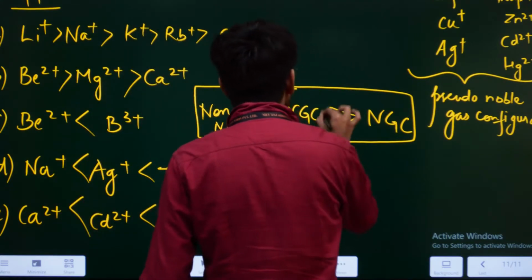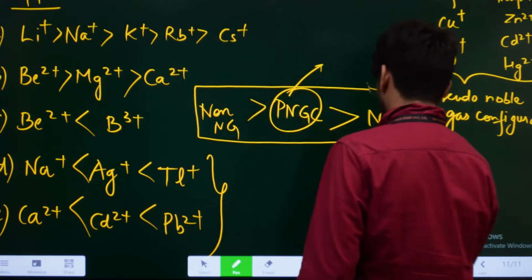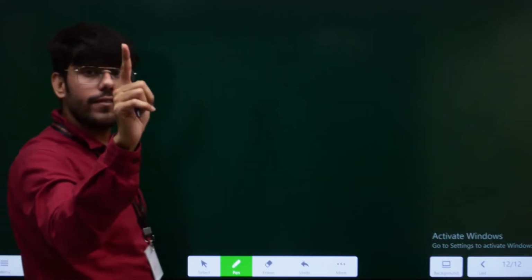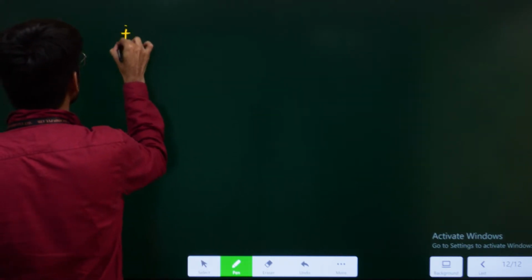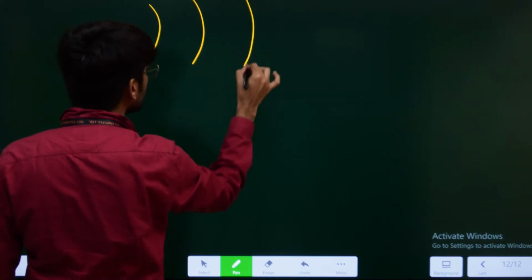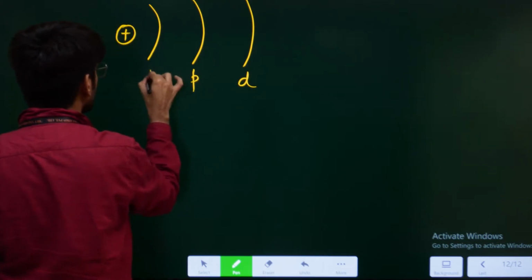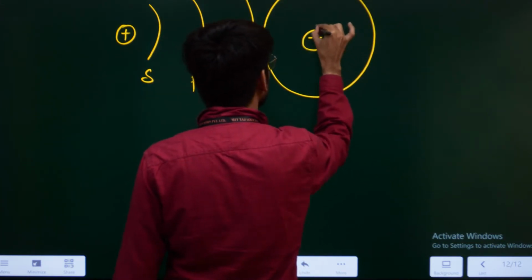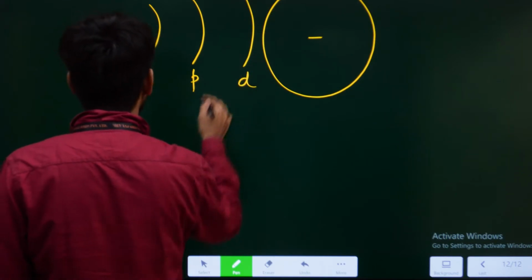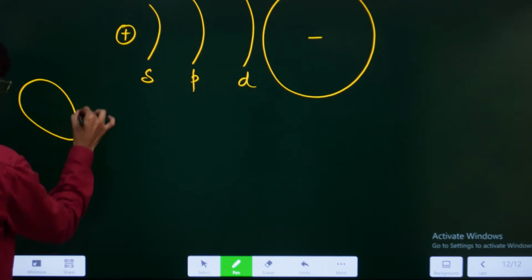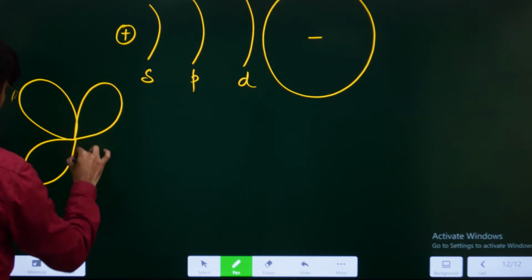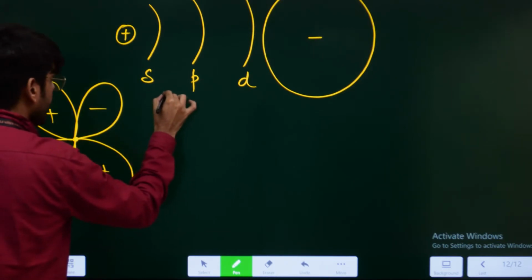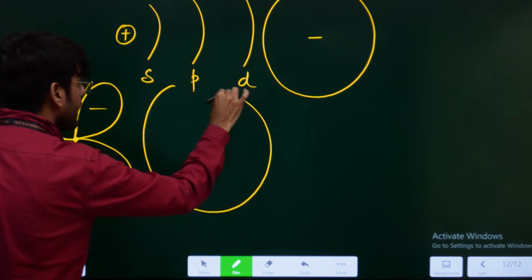Yes, sir. And you know why? Let me give you a reason also. In the pseudo-noble gas configuration, we have the d orbital involved. Suppose this is my nucleus, this is my s, this is my p, and this is my d, and then I have a big anion. This is my d orbital, yes or no? And here I have a big anion.